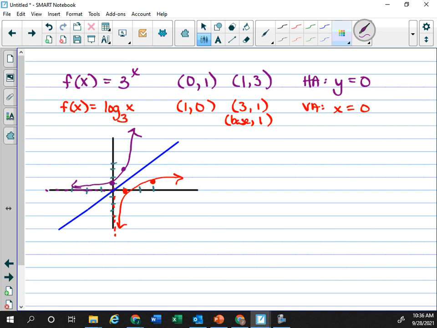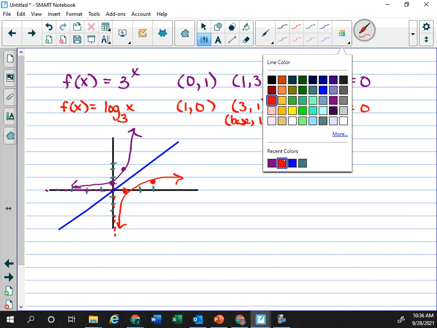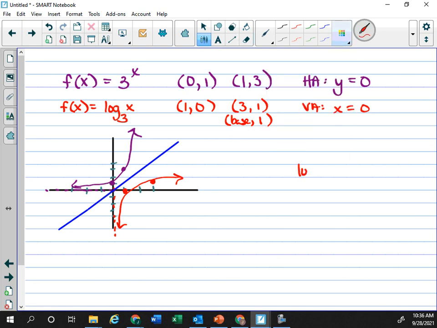So, again, for your log graphs, what you need to remember is that you have the point (1, 0), (base, 1), and you will have a vertical asymptote, okay?